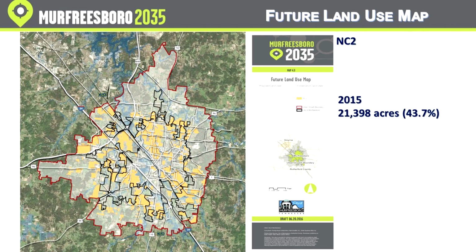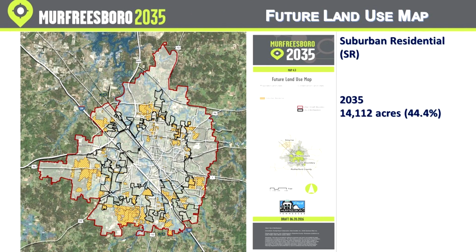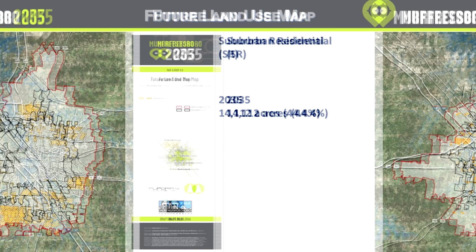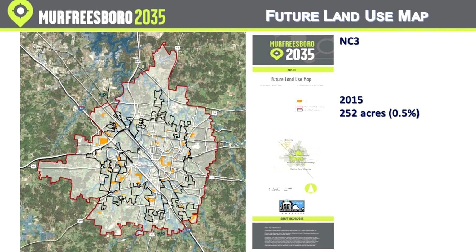Your NC2 is all of your existing RS15, RS12 zoned suburban areas. And this is what we're proposing to be a continuation of that same density of residential development, which we're calling, again, suburban residential, to the tune of a little over 14,000 acres, or 44% of the growth sequencing area. NC3 is your auto-urban, your higher density residential, of which there's not that much in Murfreesboro now, although it's a development type that is probably currently underutilized.